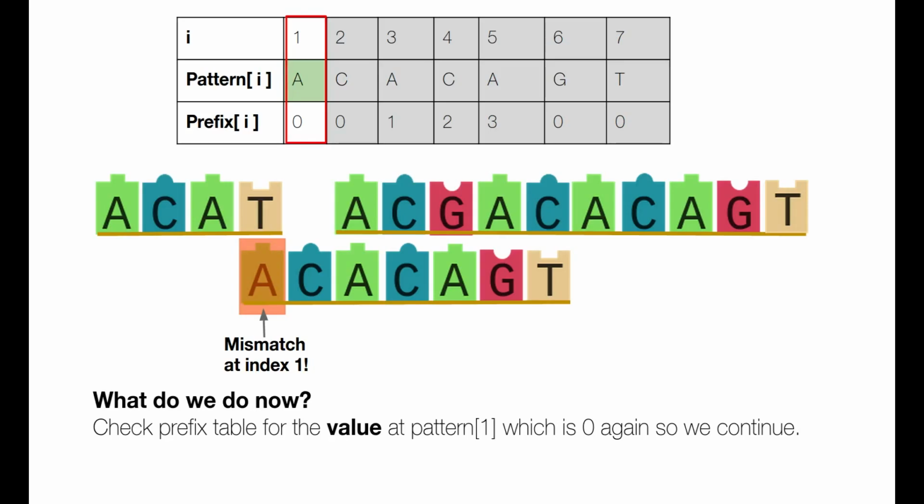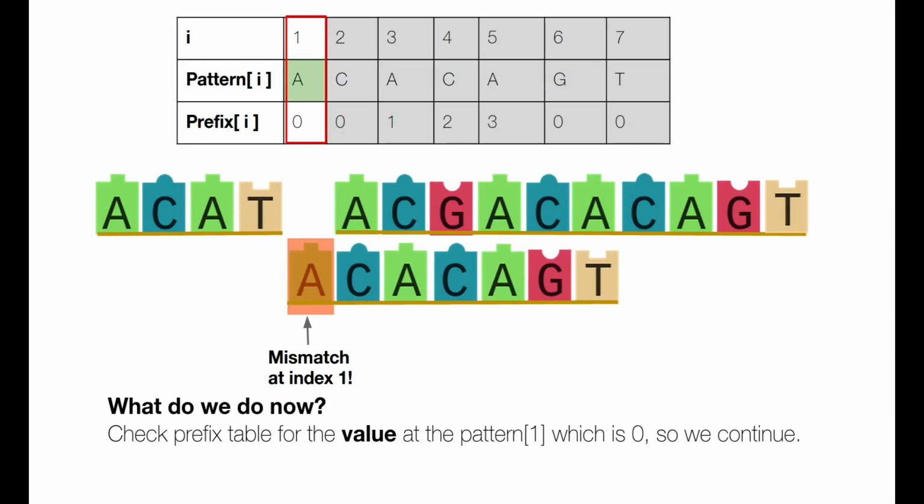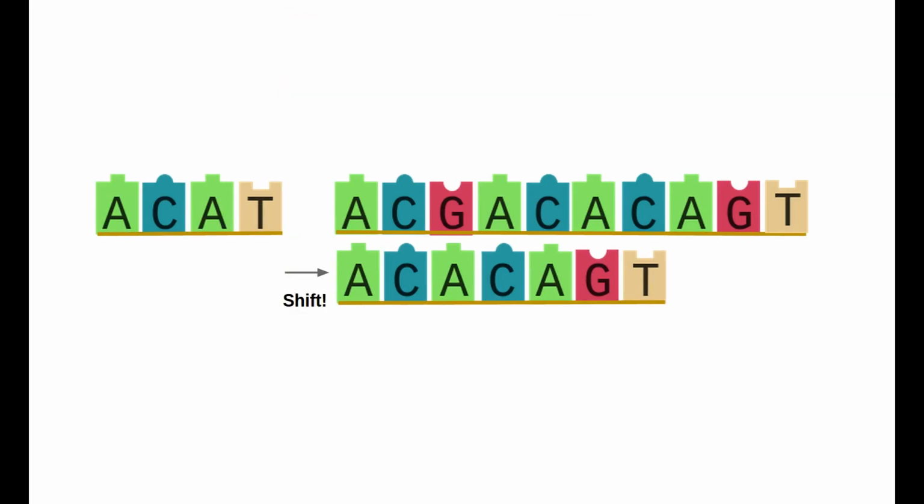Another mismatch. We proceed by checking the value in the prefix table. The value for the first character is always 0, so we shift right by 1. We find another mismatch. The value in our prefix table at that point is 0, so we shift our pattern right by 1. We find a match, and so we proceed to the next character. We find that our second character also matches.